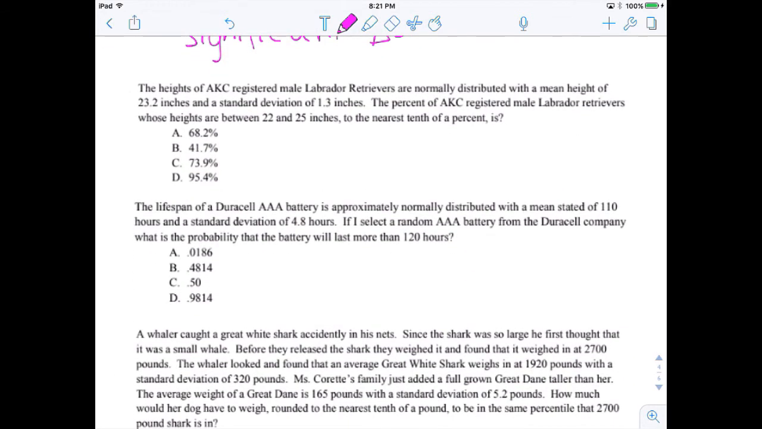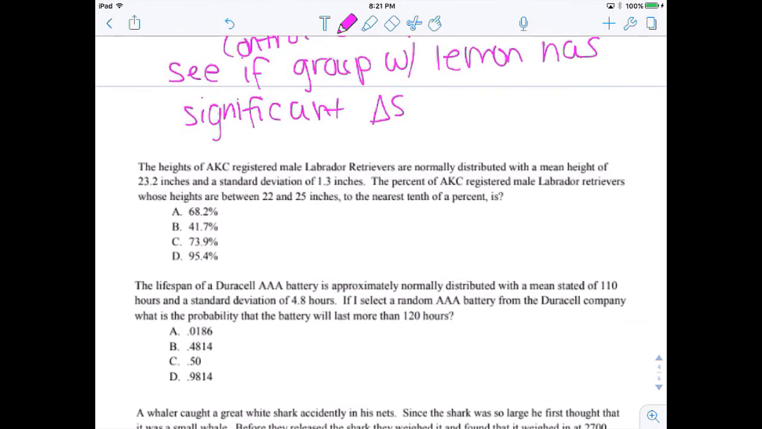All right, let's do some more. Heights of AKC registered male Labrador retrievers are normally distributed with a mean height of 23.2 and a standard deviation of 1.3. The percent of registered males whose heights are between 22 and 25, to the nearest tenth, is what? So let's think about this. I've got my little bell curve. My mean is at 23.2, so I'm going from just below the mean to just above it, from 22 to 25.